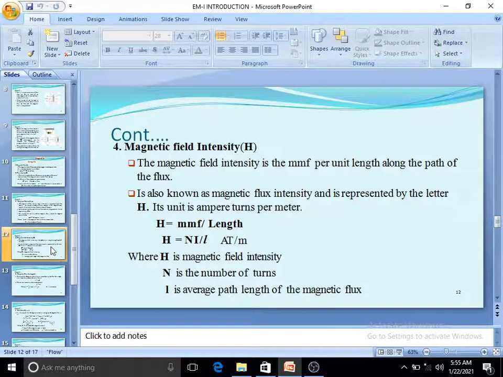Magnetic field intensity is defined as MMF per unit length. Already we know what MMF is, right? So just divide MMF with respect to the length, then we will get the magnetic field intensity, which is represented by letter H. MMF means the product of the number of turns and the current. The MMF unit is ampere turns and length is meter. So the unit of the magnetic field intensity is ampere turns per meter.